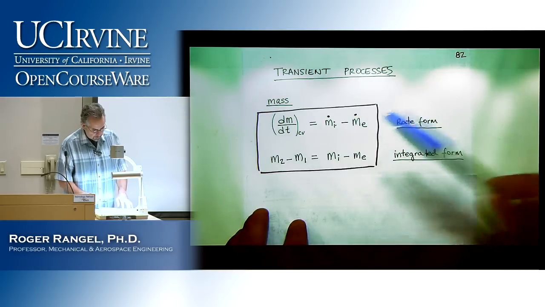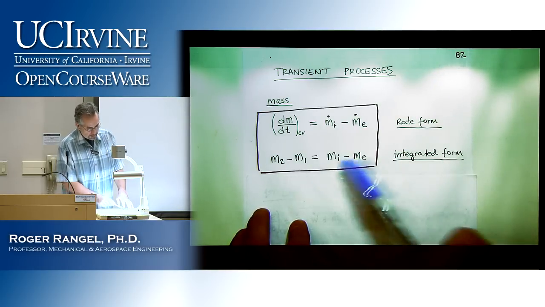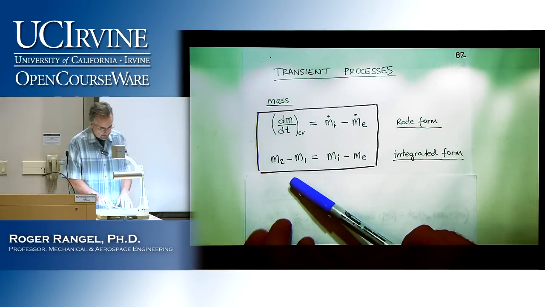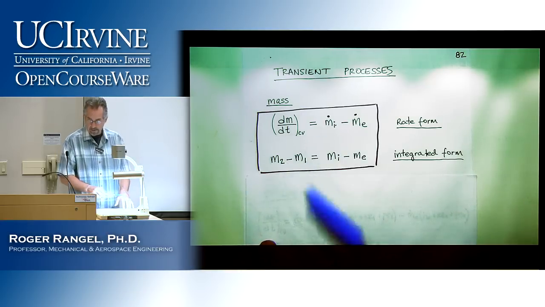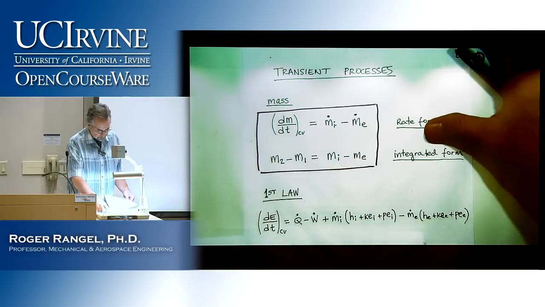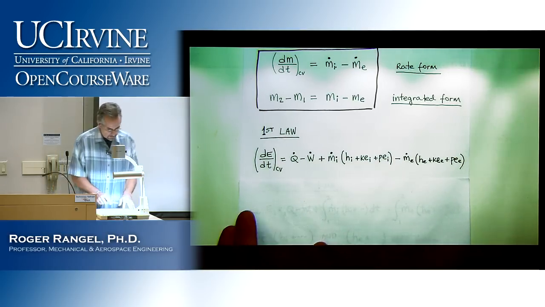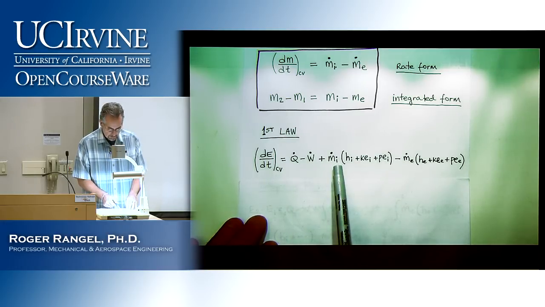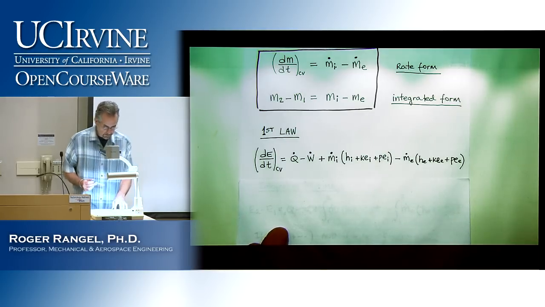Most of the problems that we're going to look at in transient form, we're going to look at in the so-called integrated form. That is, we'll think of a picture of the system at the initial condition, and then a picture of the system at the final condition, and write our equations in terms of those two states. So here's the first law with all of its terms again: rate of change of energy inside the control volume, heat transfer, work, the terms associated with the mass flow in, and the terms associated with the mass flow out.